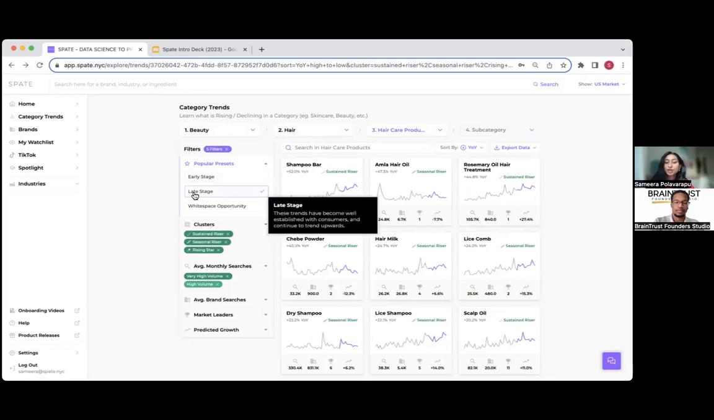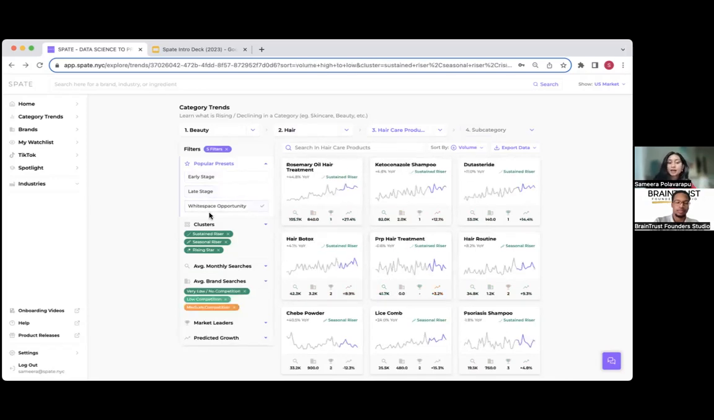And a late stage trend is something that has been around. A lot of people know about it. These aren't new things anymore, but there is still room for growth. And because there's still room for growth, or because it's a seasonal riser that's down right now, it'll go back up. Then there's room for a brand to know this is a trend I could still hop on and I will still experience some success with.